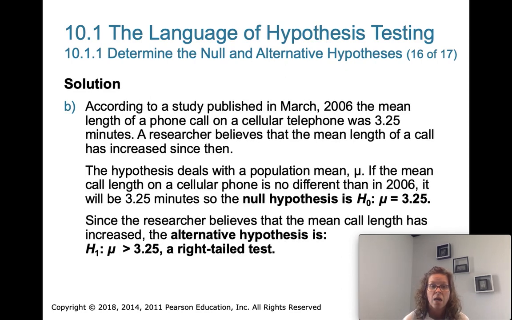In the next one it said, according to the study, the mean length of a cellular telephone call was 3.25 minutes. The researcher believes now the mean length of a call has increased. So our null hypothesis is that the mean is 3.25. That's what the previous data showed, that's the status quo, and that's our null hypothesis: nothing has changed. The alternative hypothesis is the researcher believes the mean has increased, that the mean is now more than 3.25. So that would be a right-tailed test for a greater than statement.